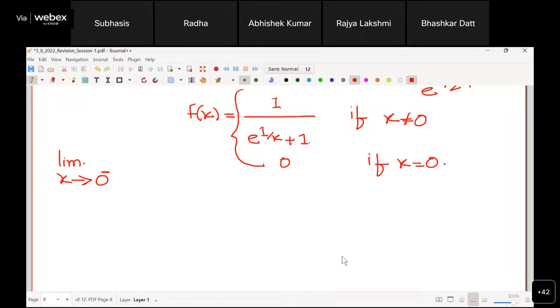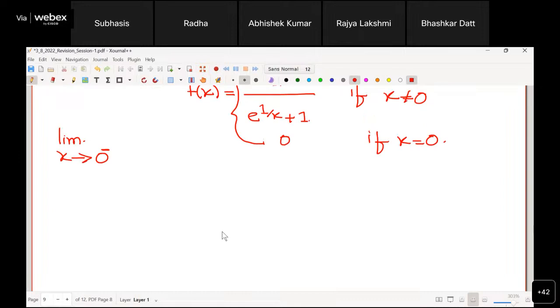So it becomes 0. Not the function value, the limit. The right hand limit and the left hand limit are not equal. Yeah, absolutely correct. Whatever you have said is absolutely correct.